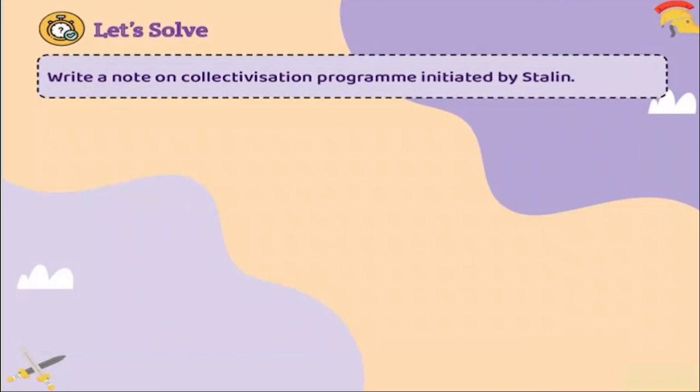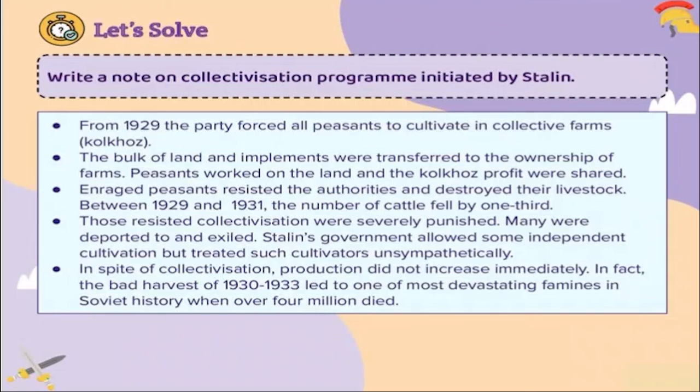Okay. Last question was, write a note on the collectivization program initiated by Joseph Stalin. From 1929, the party forced all peasants to cultivate in collective farms. That was kolkhoz. Kolkhoz was nothing but a collective farm. One farm will be given to you and all of you have to work on it. The bulk of land and implements were transferred to the ownership of farms, and peasants worked on the land, and the kolkhoz profit was shared. Whatever profit they got from the collective farms, they would divide among themselves.